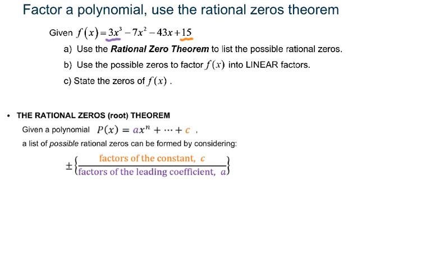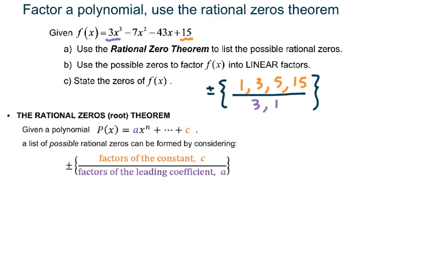I say small because it might give us 20 zeros, but 20 zeros is infinitely smaller than just randomly choosing zeros. So I'm going to create a set, and it's going to be plus or minus factors of the constant. My constant is 15, and those factors are 1, 3, 5, and 15, over factors of my leading coefficient, which is 3. So 3 and 1.